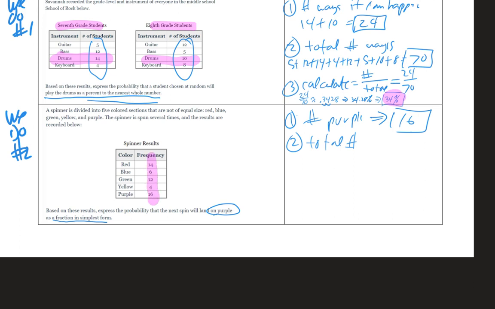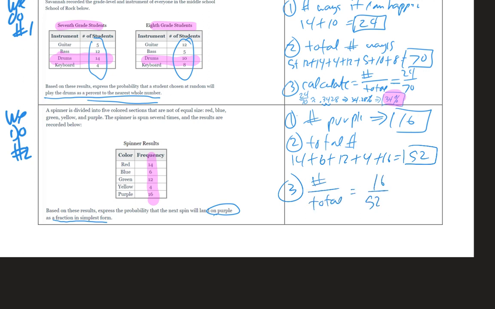So we're going to say 14 plus 6 plus 12 plus 4 plus 16, and that's going to give us a total of 52. Okay, so now we're going to use those for number 3, right? So number 3, we said we're going to use the number over the total, right? So that's going to be 16 over 52. They want it as a fraction in simplest terms.